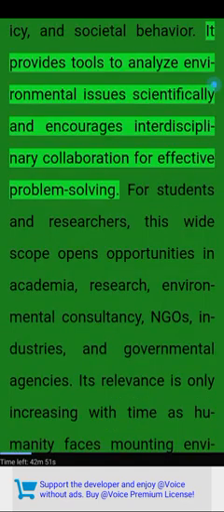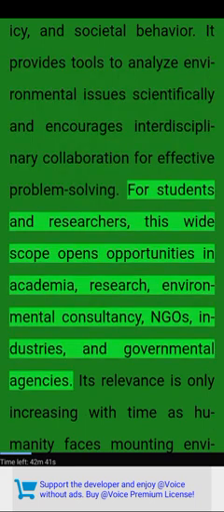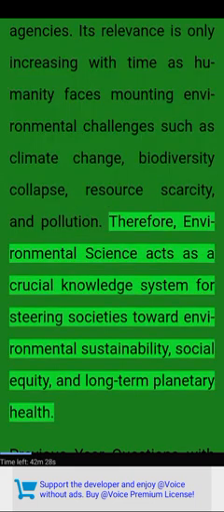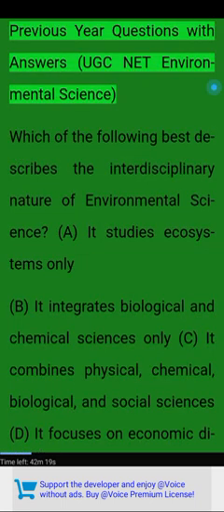behavior. It provides tools to analyze environmental issues scientifically and encourages interdisciplinary collaboration for effective problem solving. For students and researchers, this wide scope opens opportunities in academia, research, environmental consultancy, NGOs, industries, and governmental agencies. Its relevance is only increasing with time as humanity faces mounting environmental challenges such as climate change, biodiversity collapse, resource scarcity, and pollution. Therefore, environmental science acts as a crucial knowledge system for steering societies toward environmental sustainability, social equity, and long-term planetary health.